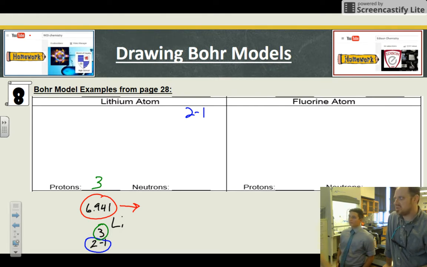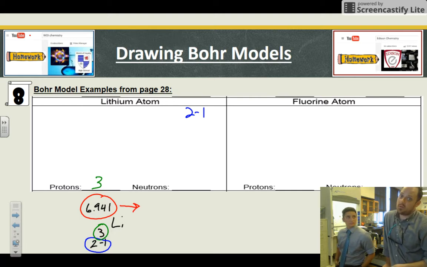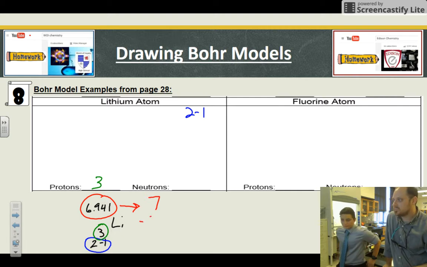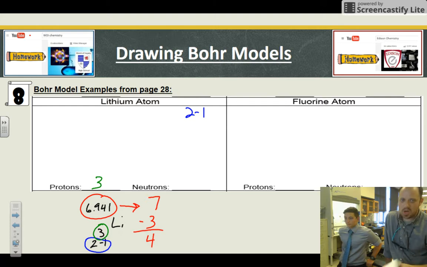Can we go over the rules for rounding just in case somebody isn't sure? If it's less than 5, you go down. If it's 5 or above, you go up. We call that a 7. And then I have to subtract 3 because I have 3 protons to tell me my number of neutrons. So he's got 4 neutrons, 3 protons.